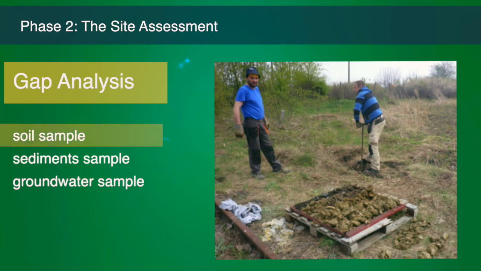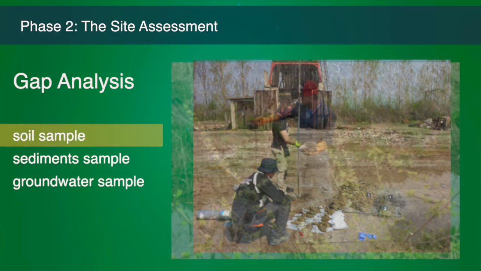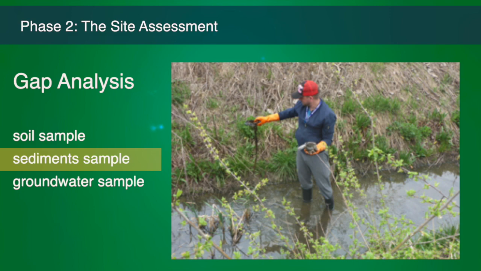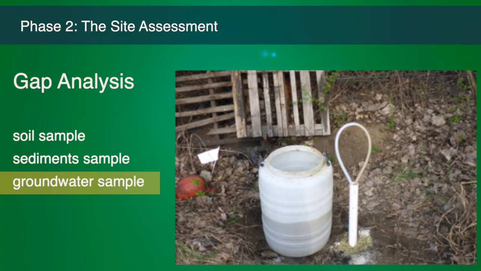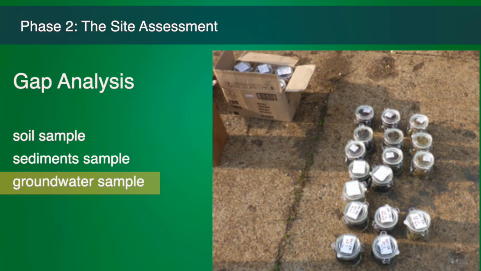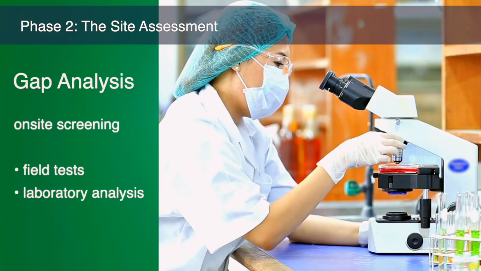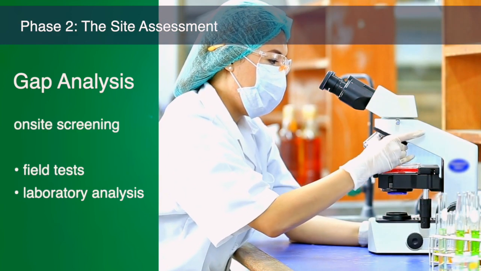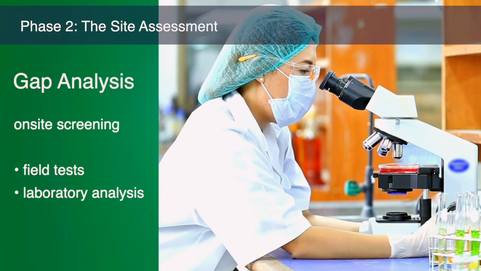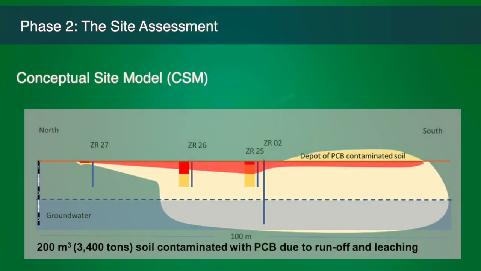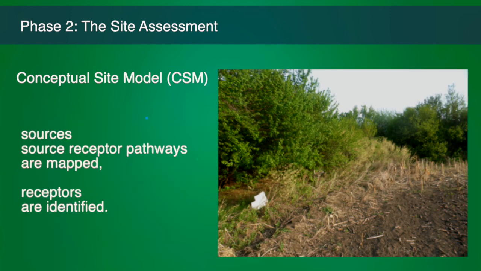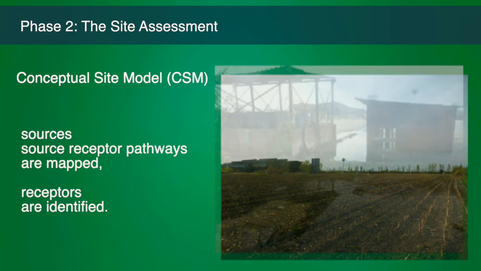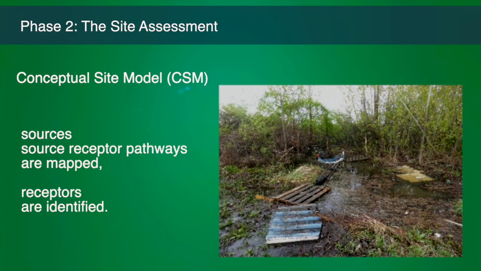For each survey, you sample the soil, the sediments, if present, and the groundwater, if it's not too deep. These samples are subjected to on-site screening by field tests and/or by laboratory analysis. The result of this survey is the Complete Conceptual Site Model, CSM. All sources and source receptor pathways are mapped, and the receptors are identified.